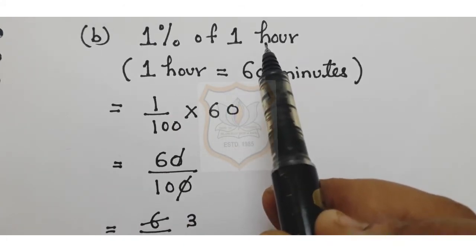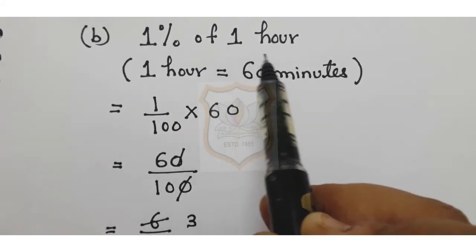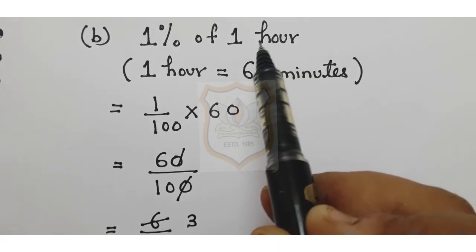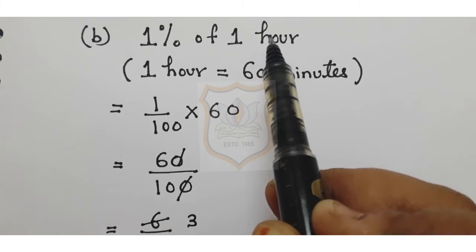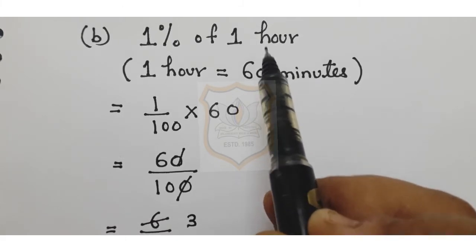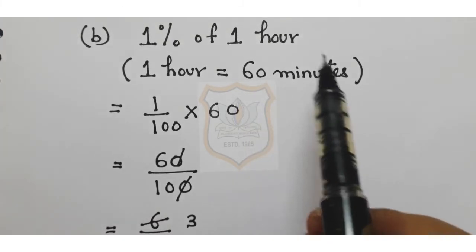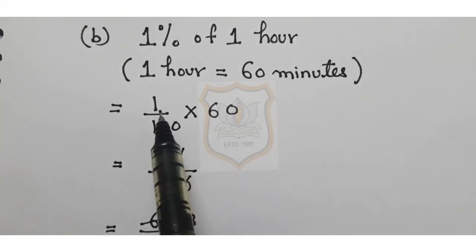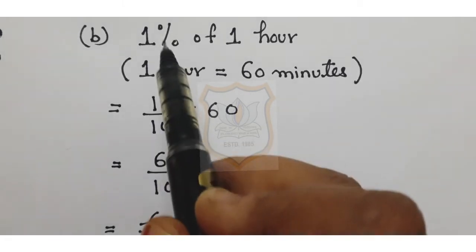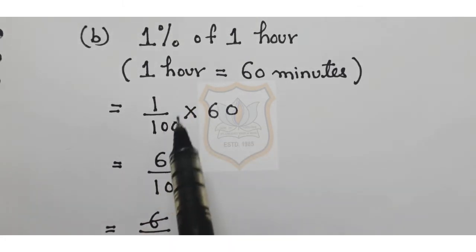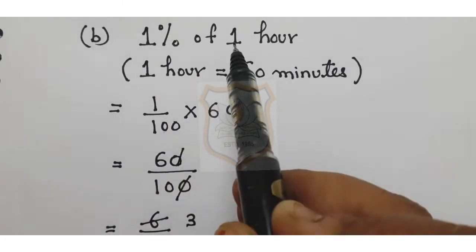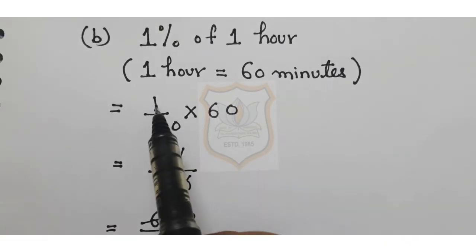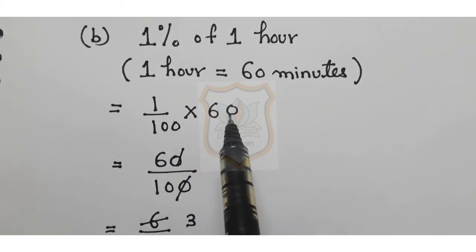In this question, first you have to convert this 1 hour into minutes. To convert hours into minutes, we know that 1 hour is equal to 60 minutes. So in place of 1 hour, we will write 60 minutes. So 1 upon 100, because percentage means divided by 100, of means into. 1 hour means 60 minutes, so 60 will come over here. So 1 upon 100 into 60.